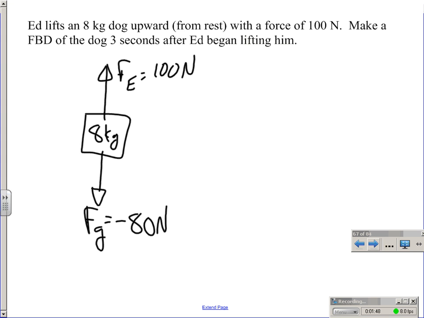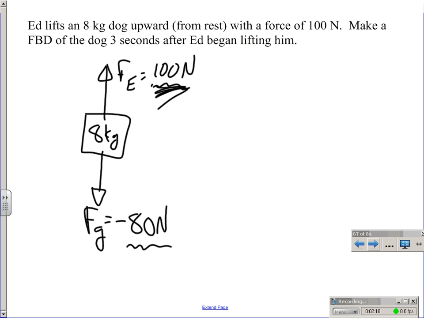That's our second step, write down any given forces. And then our third step is to either find the net force or the acceleration. So I need to think here. The dog is sitting on the ground, but Ed is lifting him up. So the question is, is this enough force to lift the dog? Well, since the dog only weighs 80 newtons, and we're lifting with 100 newtons, that's going to be enough to move him. So there's going to be some acceleration. I just don't know what. So I don't know the acceleration. Let's find the net force.